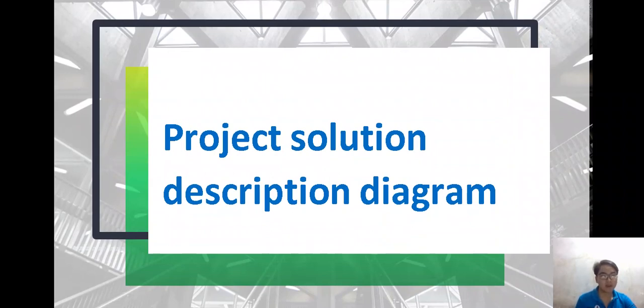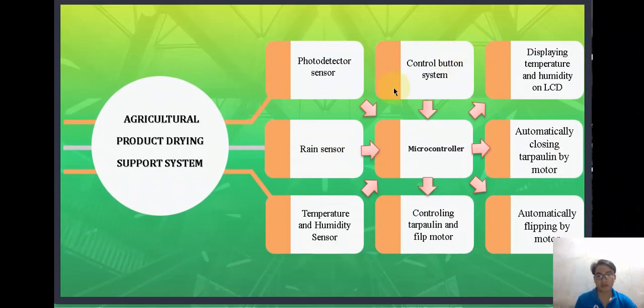Next, I am going to introduce our project solution description diagram. You can see that the signals from the sensors are the inputs that are processed by the microcontroller to give output signals to the LCD screen and the motor. So our project has solutions such as displaying temperature and humidity on the LCD, automatically closing the tarpaulin by motor, and automatically flipping by motor. In addition, our system also has an upper system to control the tarpaulin and flipping motor, without depending on the signal from the sensor.